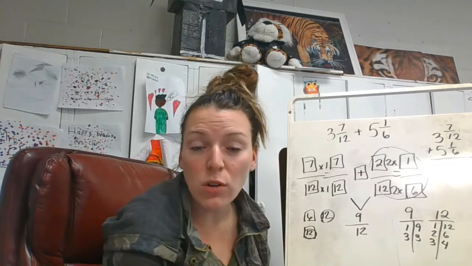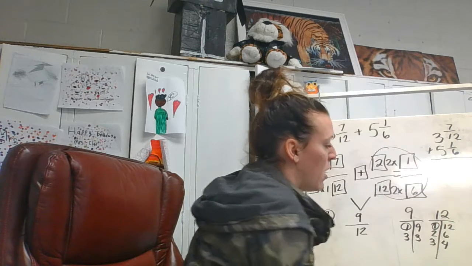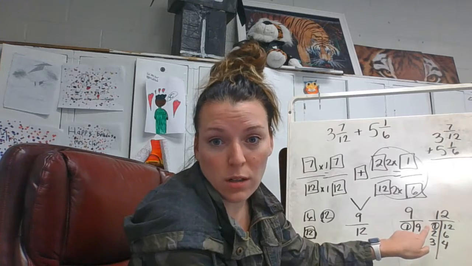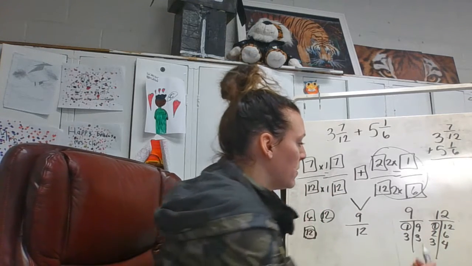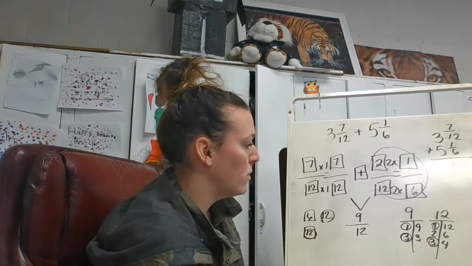Okay, so now we have to circle all the ones that we have in common. Everybody's always going to have the ones in common. If you only have ones in common, you know you can't simplify anymore. That's as low as it goes. But if you have more than one, then you can simplify. So we've got 3 and 3, and that's all we have.